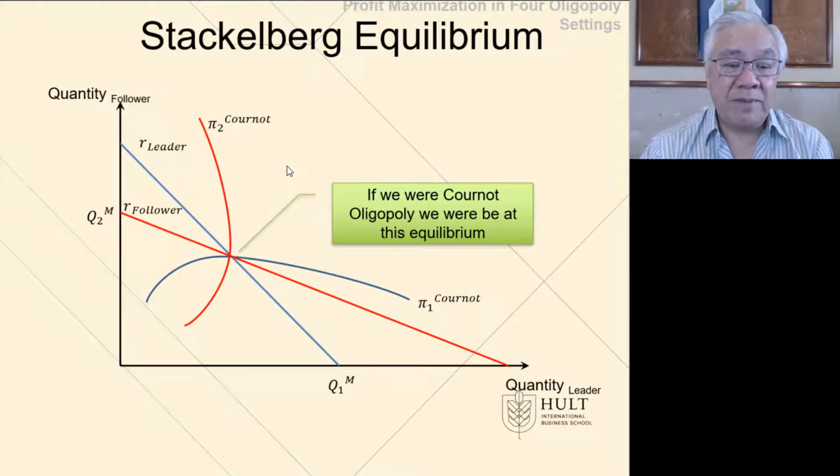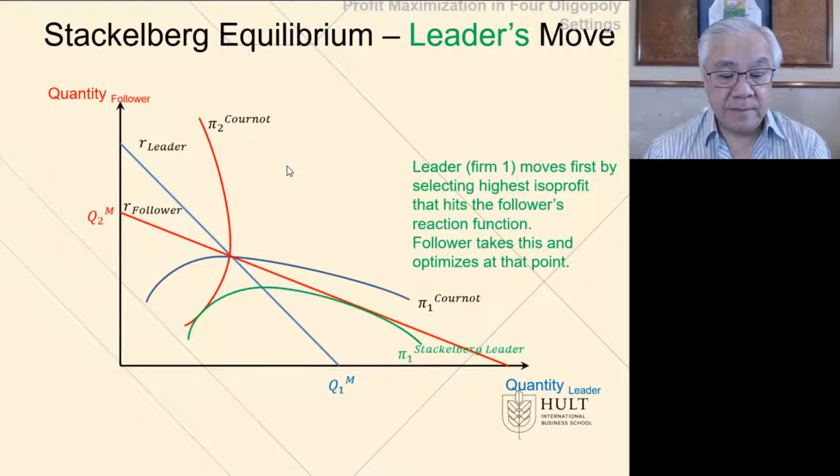Here we see where we would have been if we were Cournot, right? That's just to set the base case. But here we're going to do something different. Here we see that the leader is going to move to the point where they can get their maximum iso-profit and yet have a position that suits firm 2. And that is determined by this green line, where you can see we're moving closer and closer to the monopoly position for firm 1. And then firm 2 would then be out here on their reaction function.